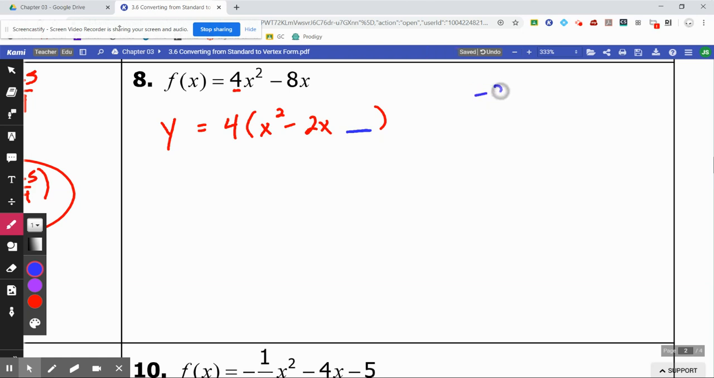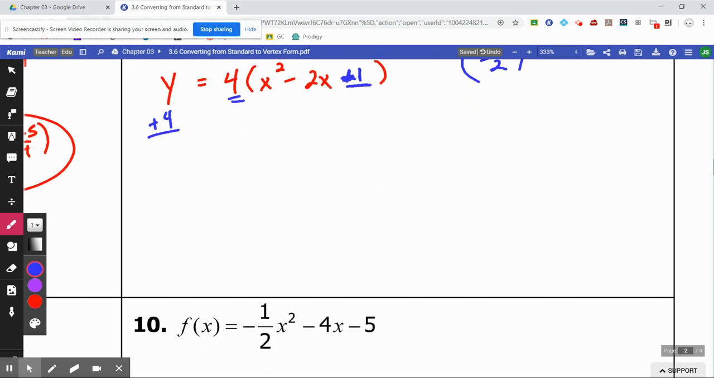This one would be easy. Take half of the b term and square it. Negative 2 divided by 2, half of that would be negative 1. When you square it, it gives you a positive 1. So we're adding a positive 1. But again, you got to be careful. Even though you added a positive 1 inside of parentheses, since there's a 4 out here, you actually added 4 times positive 1 to this side. So we're going to add 4 times positive 1 to the other side as well.